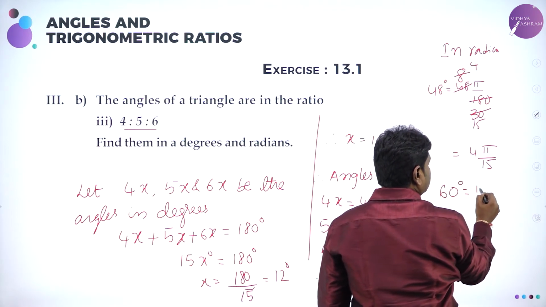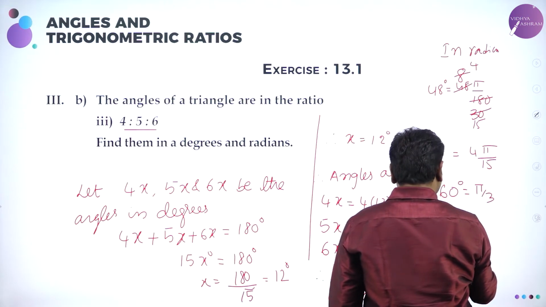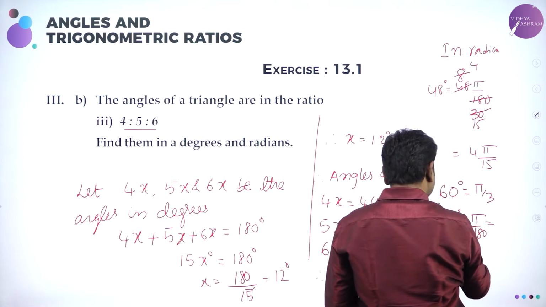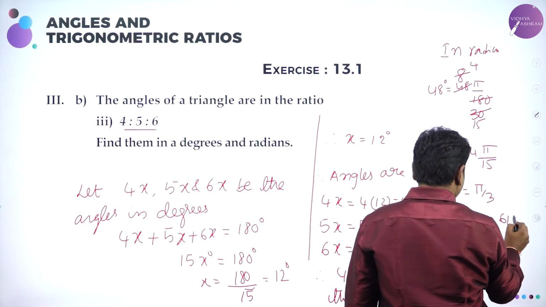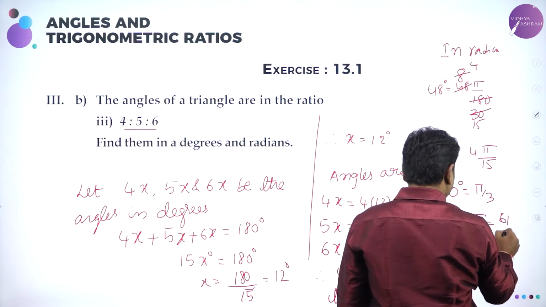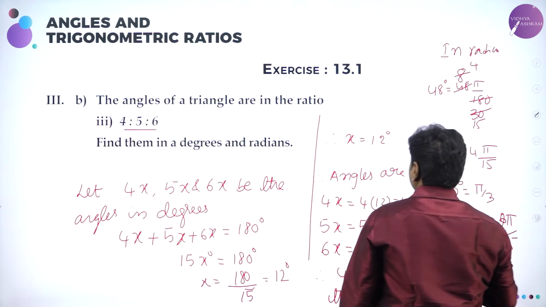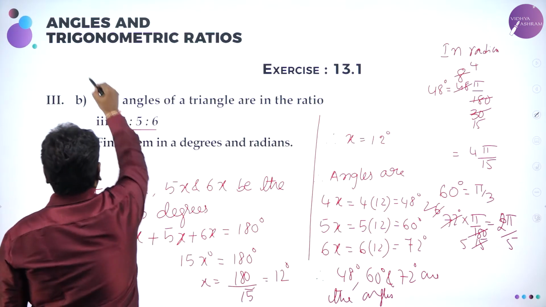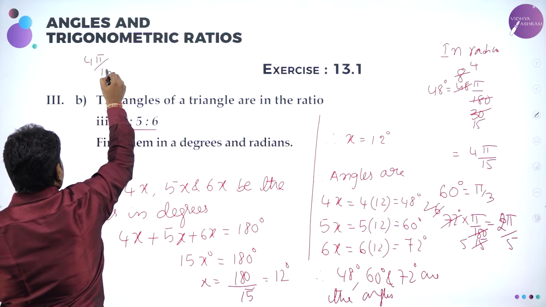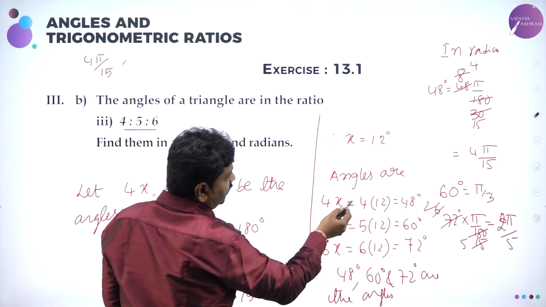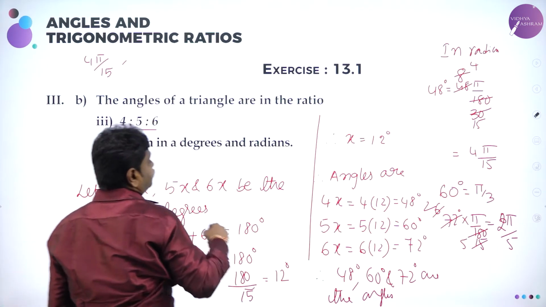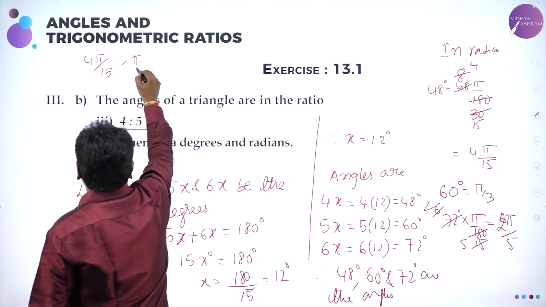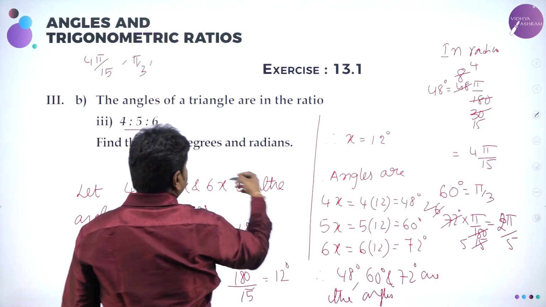The other one is direct. 60 degrees means what? Pi by 3, that is 180 by 3. The other one is 72. 72 means 72 into pi by 180 if you do. It will become, 12 sixes are 72, 12 fifteens are 180, and then 3 twos are 6, 3 fives are 15. So 2 pi by 5. So you got the angles. In radians the angles are exactly: the first one is 4 pi by 15, the second one is pi by 3, and the third angle 72 degrees is 2 pi by 5.